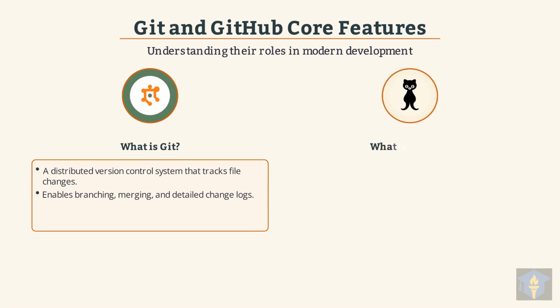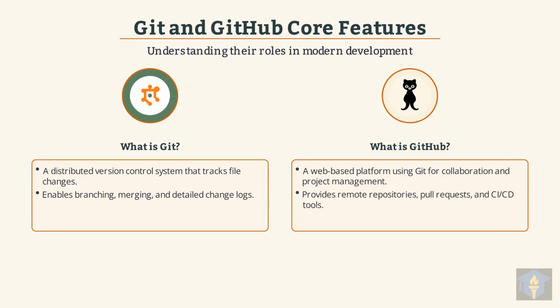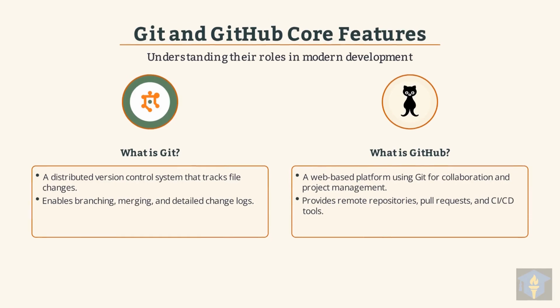Now, what about GitHub? How does it fit into this picture with Git? GitHub is a web-based platform that uses Git, designed for seamless collaboration and project management. It offers remote repositories, facilitates pull requests for code review, and integrates CI/CD tools.